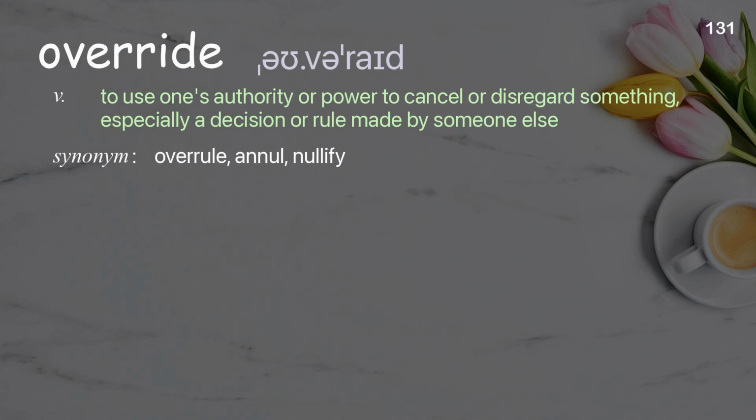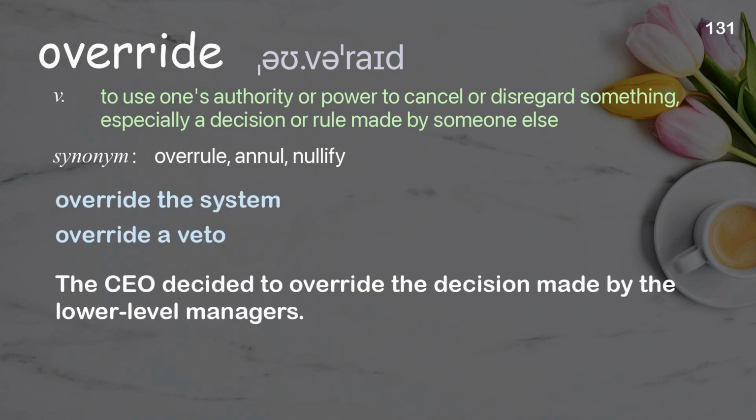Override. To use one's authority or power to cancel or disregard something, especially a decision or rule made by someone else. Examples: Override the system. Override a veto. The CEO decided to override the decision made by the lower-level managers.